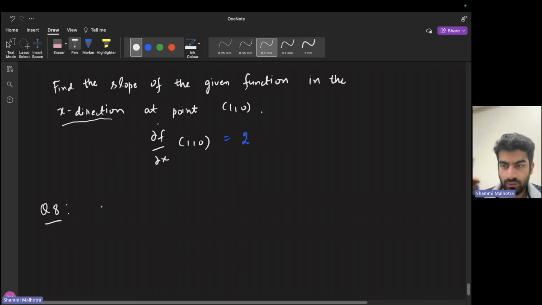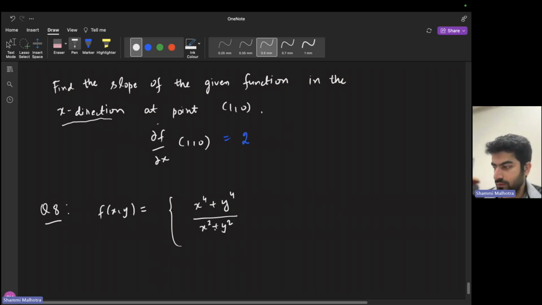So let's consider another question, number 8. Again, I'm considering a function given as x power 4, y power 4, whole divided by x square plus y square, when (x, y) is not equal to (0, 0), and it takes the value k when (x, y) is equal to (0, 0).